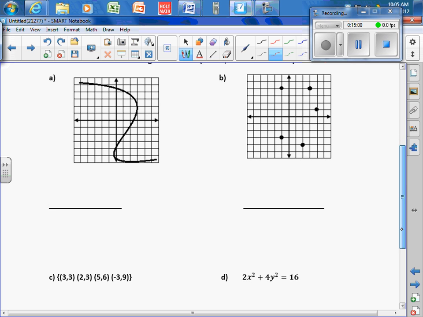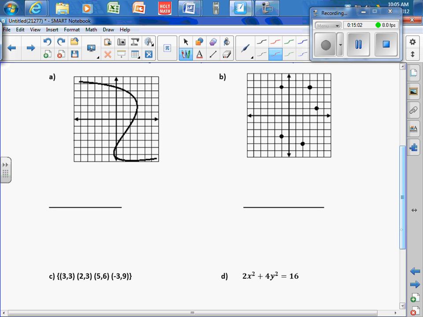I will do A and C here. I'll explain that. When you're looking at the graph, take a vertical line and run it through the graph. If it touches more than one spot, it is not a function. Well, it touches 3 spots here. So no, not a function.